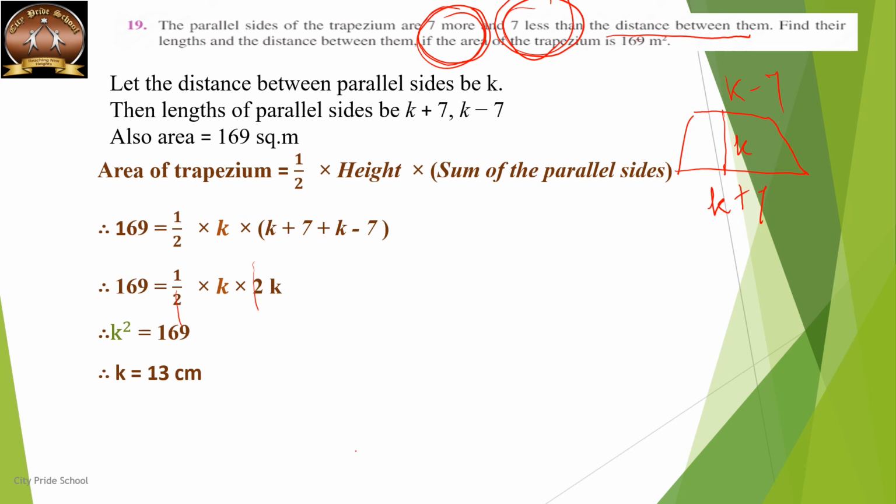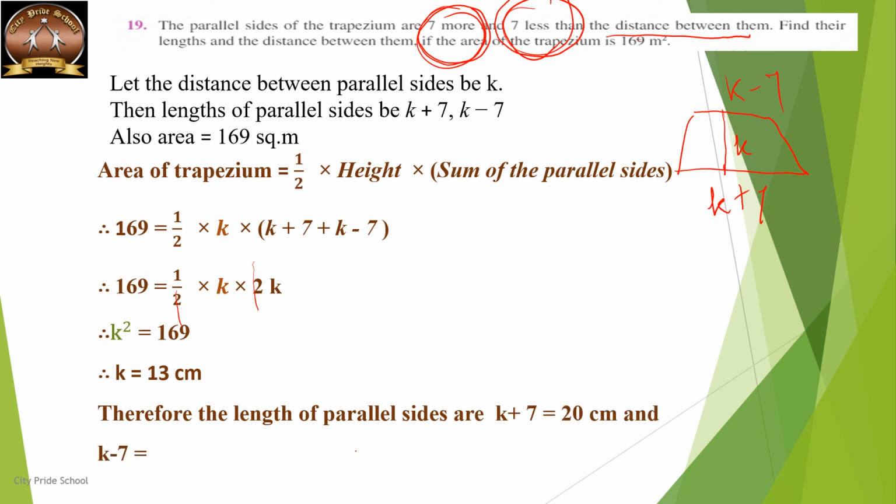That's our height. So let us find the parallel sides. The length of the parallel side 1 will be K plus 7, which is 13 plus 7, that is 20 centimeter. And K minus 7 will be 13 minus 7, which is 6 centimeter. And of course, height is 13 centimeter. So hence, the problem is solved.